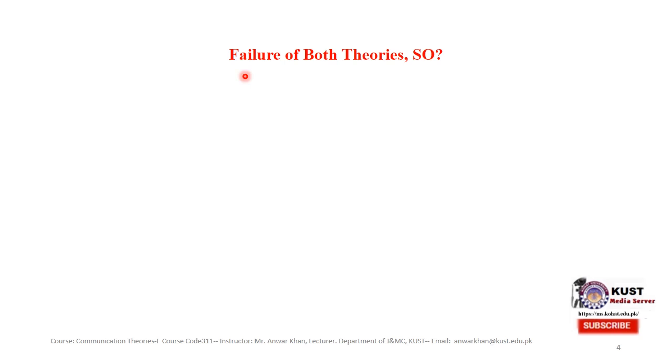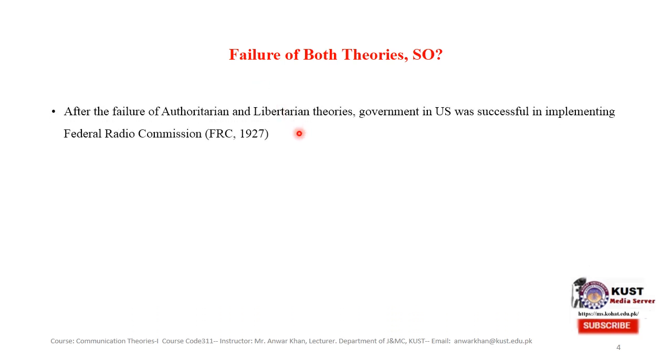Failure of both theories. So what was next? We came to know that the media practitioners did not encourage the authoritarian system for themselves. They did not accept any authority which could control and curtail their freedom of the press. At the same time, the media practitioners appreciated the libertarian system, but neither the government nor the citizens of the US appreciated it. So what happened? The government had the opportunity and introduced the Federal Radio Commission in 1927, and that was just the beginning, because the government was seizing every opportunity to introduce different laws to control media.